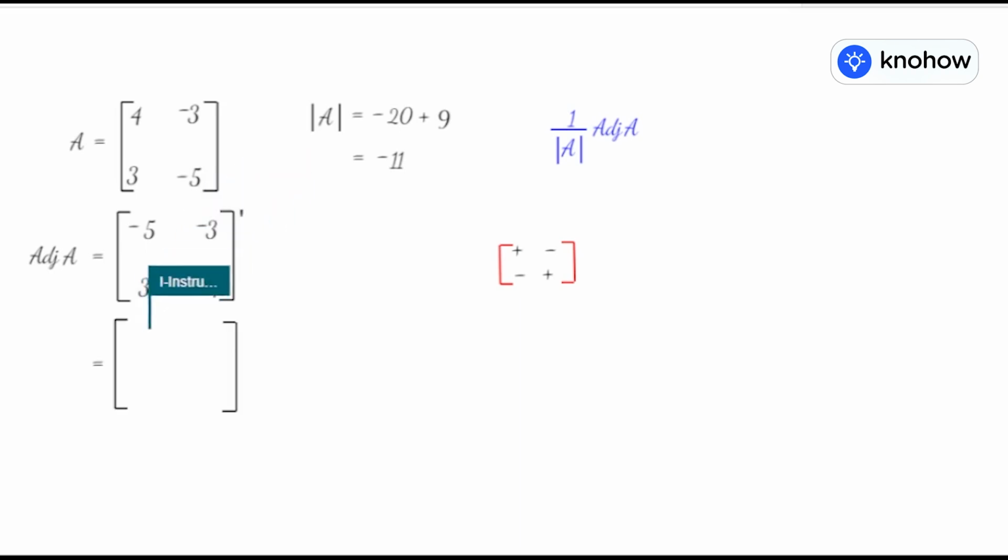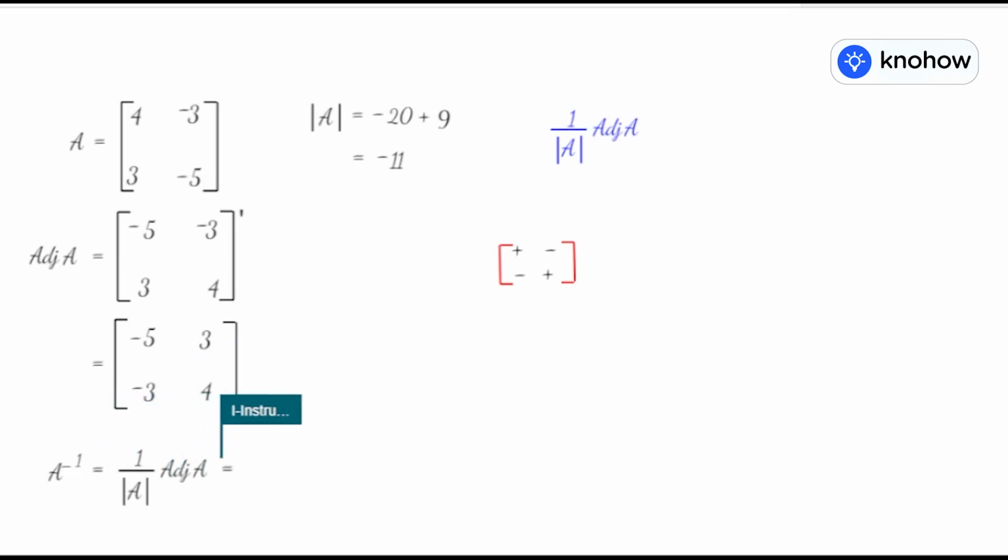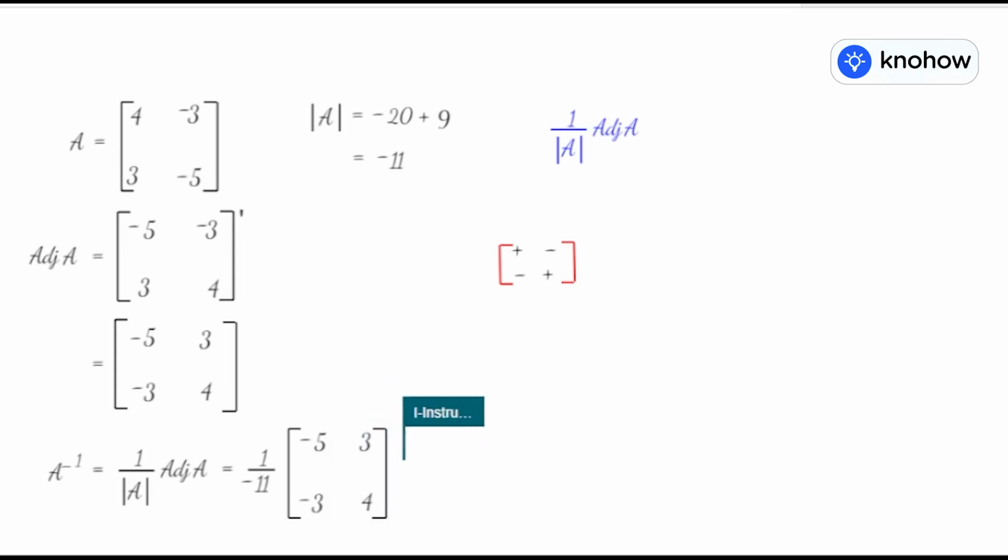Now take the transpose. The elements of the first row, negative 5, negative 3, go to the first column, and those of the second row, 3, 4, go to the second column. So what is the value of A inverse now? A inverse is 1 by determinant A into adjoint A. And the value of determinant A is minus 11. So we get A inverse as negative 1 by 11 into adjoint A, that is minus 5, 3 and minus 3, 4. And now replacing it in 1.